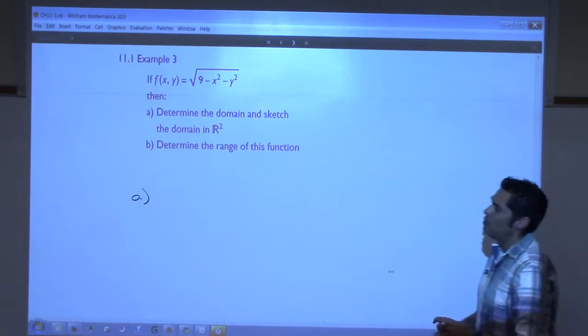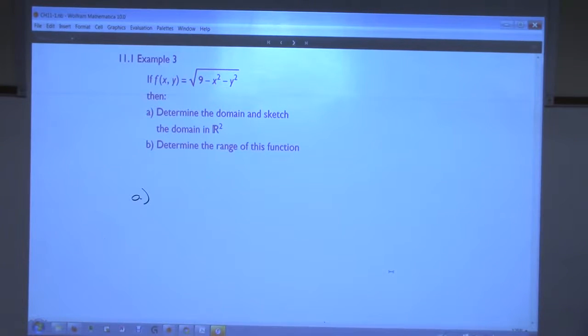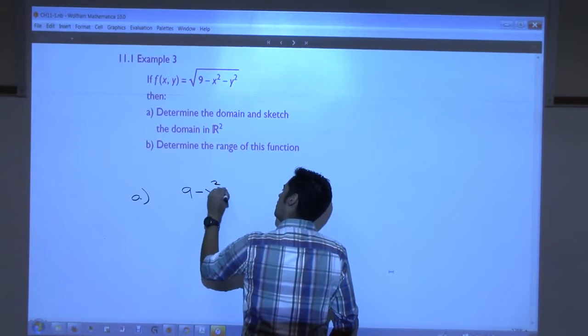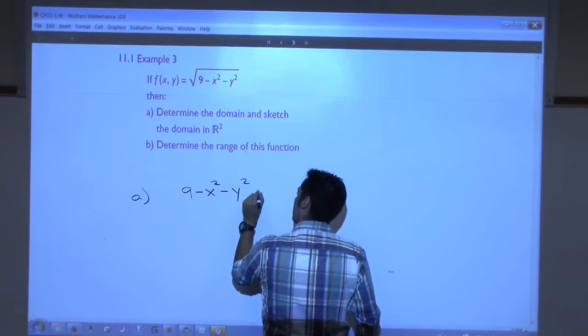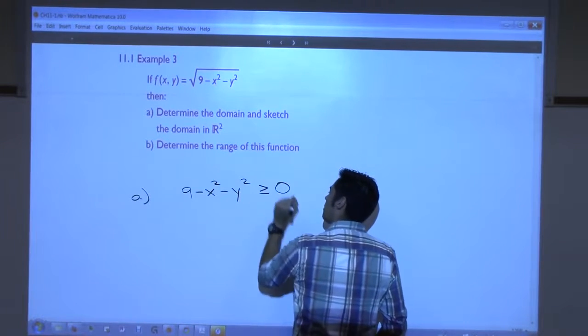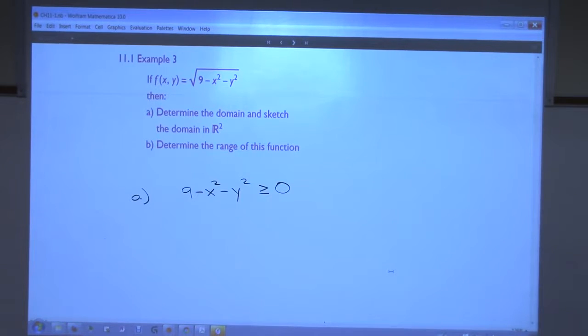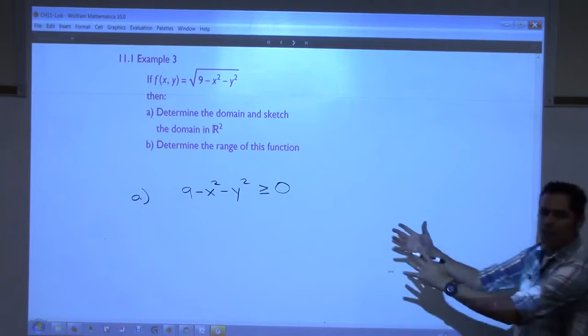Anybody want to tell me what the inequality is that I'm going to need to work with here? What do I need in order for this function to be defined? 9 minus x squared minus y squared greater than or equal to 0. So this time it's okay to be equal, right? Because you can take the square root of 0. So that's what I'm working with. This again is a nonlinear inequality.